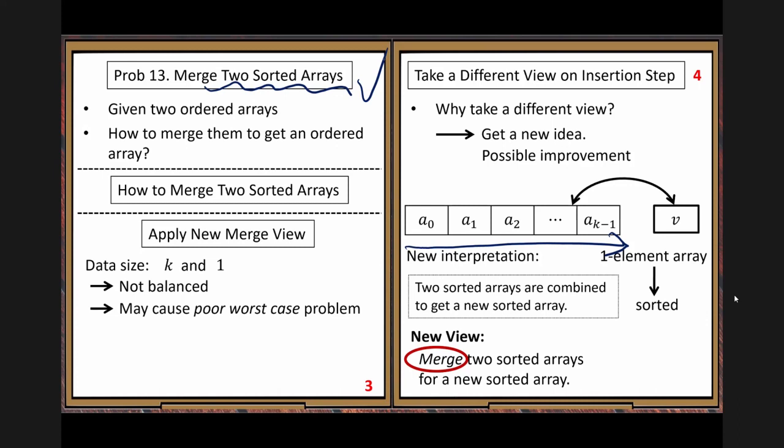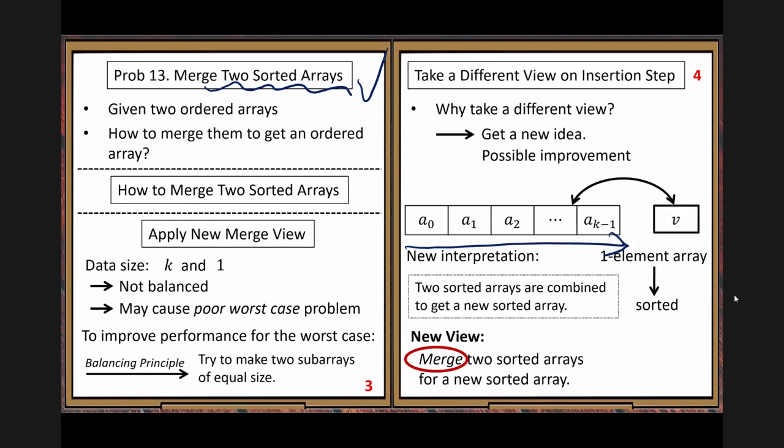Because unbalanced data distribution may cause a poor worst case, we want to avoid that, to improve performance for the worst case. So we apply that balancing principle. Try to balance our data as much as we can. Try to make two subarrays of equal size. When you split your data, you try to make an even split. Then you can avoid the worst case.